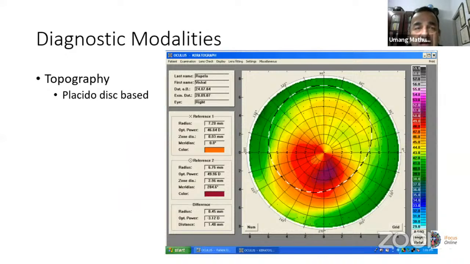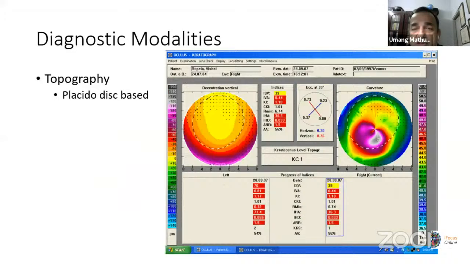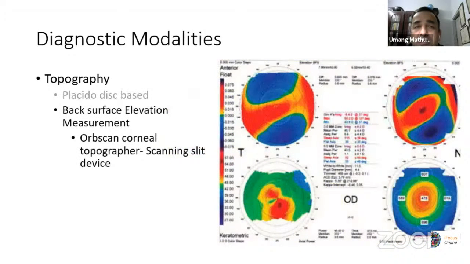What are the diagnostic modalities? You could do a topography, which would be Placido disc based, which you've already seen. But the more common and better modalities today are that you should also evaluate the back surface elevation, which can be measured either with an Orbscan, which is a scanning slit device.